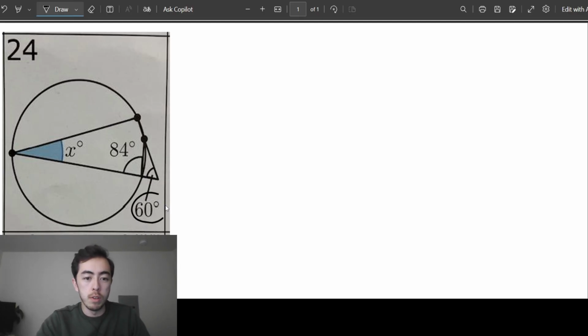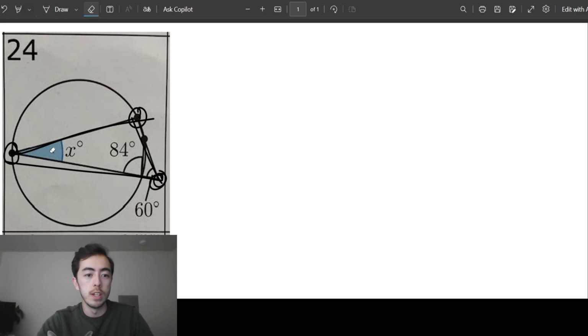We're given some information about this angle, it's 60 degrees. This angle right here, it's 84 degrees. This shape right here looks to be a triangle, and then this shape right here looks to be a quadrilateral. So I'm assuming that we have a straight line from these 2 points. This is also a straight line here.